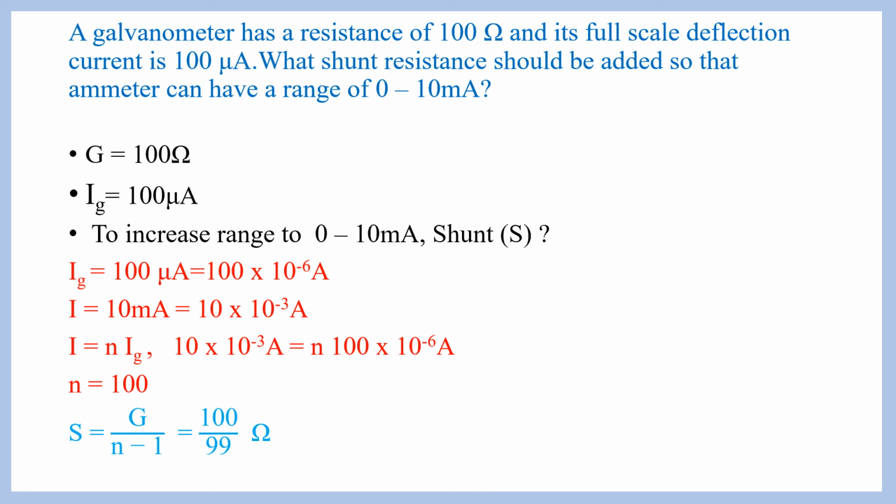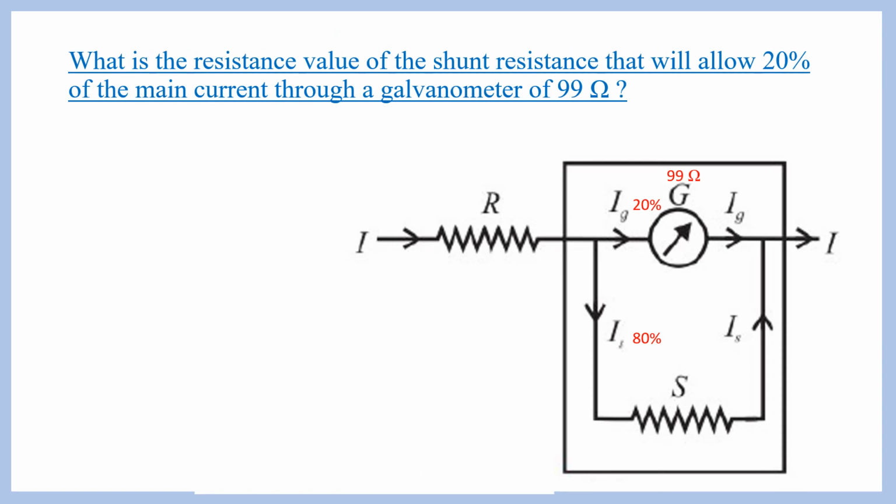In the next slide, again, we try to solve another problem. So in this problem, what is the problem reading? What is the resistance value of the shunt resistance that will allow 20% of the main current through the galvanometer of 99 ohms? Means the galvanometer resistance G is equal to 99 ohms and Ig is equal to 20%. That means only 20% current should pass through the galvanometer.